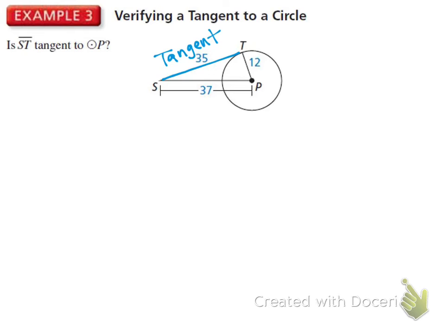Which of these is the radius? TP. TP, thank you. Go ahead and mark it as the radius. So in order for this to be tangent, ST needs to form a right angle with TP. So if you take a step back and look at this, we've got a circle, and then what else do we have in this circle? A triangle. So we want to decide if this is a right triangle.